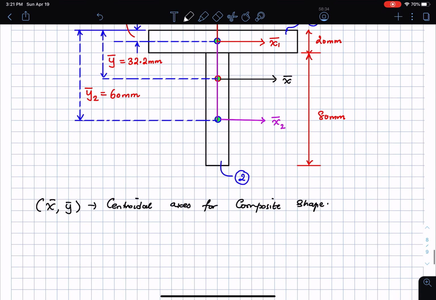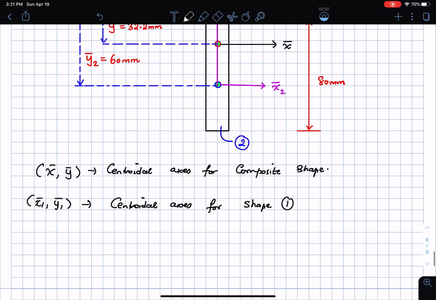Okay, then I have x1 bar, y1 bar is the centroidal axis for shape 1, and then x bar 2, y2 bar is the centroidal axis for shape 2.